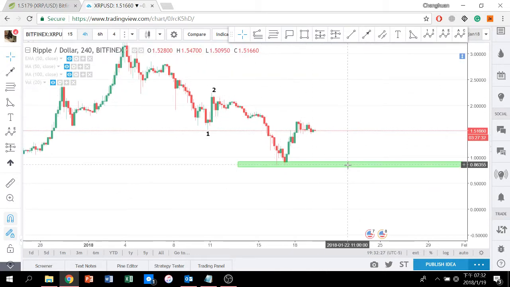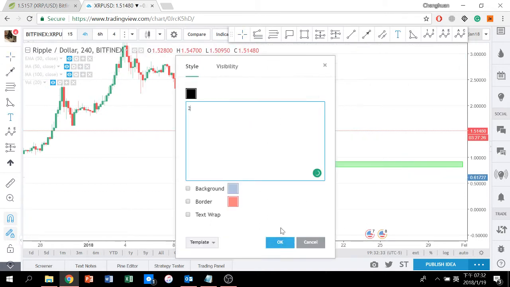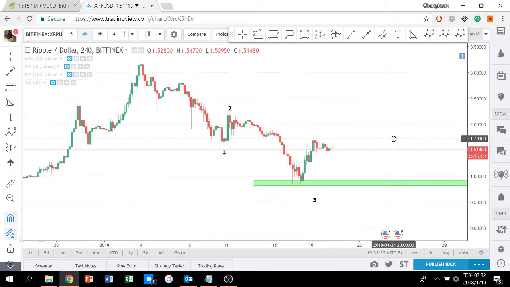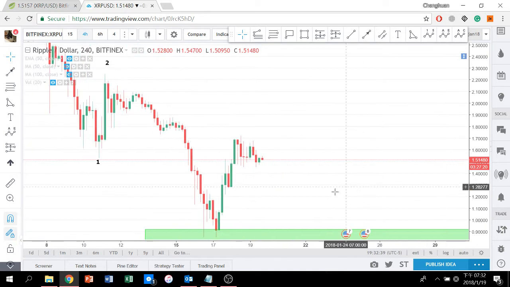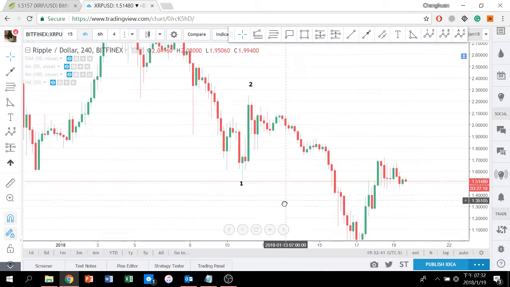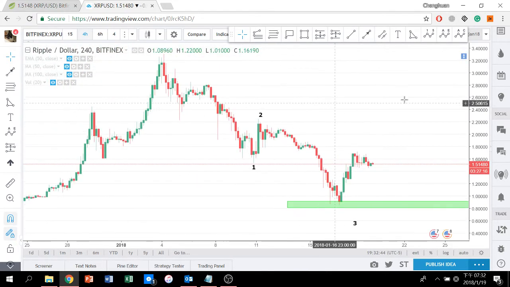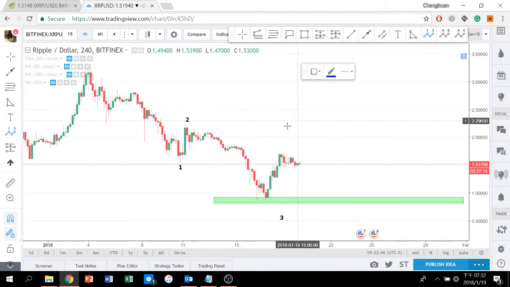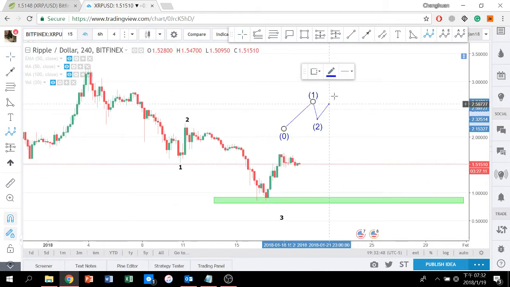Now this is the bottom, right? This is obviously the end of wave 3. If we count this as wave 1 and this as wave 2, this would obviously be wave 3. Now, the funny part comes. This is not perfect because wave 4 should never retrace to the proximity of wave 1.